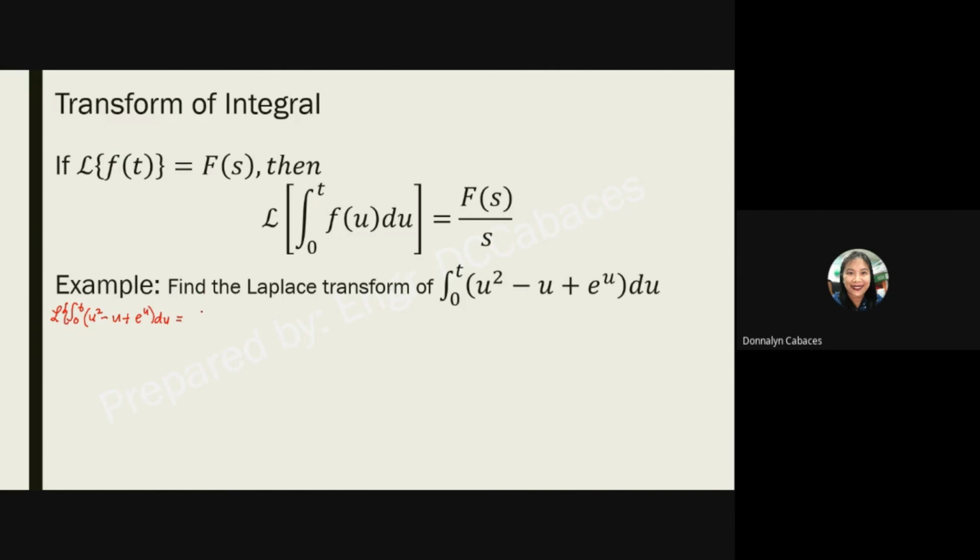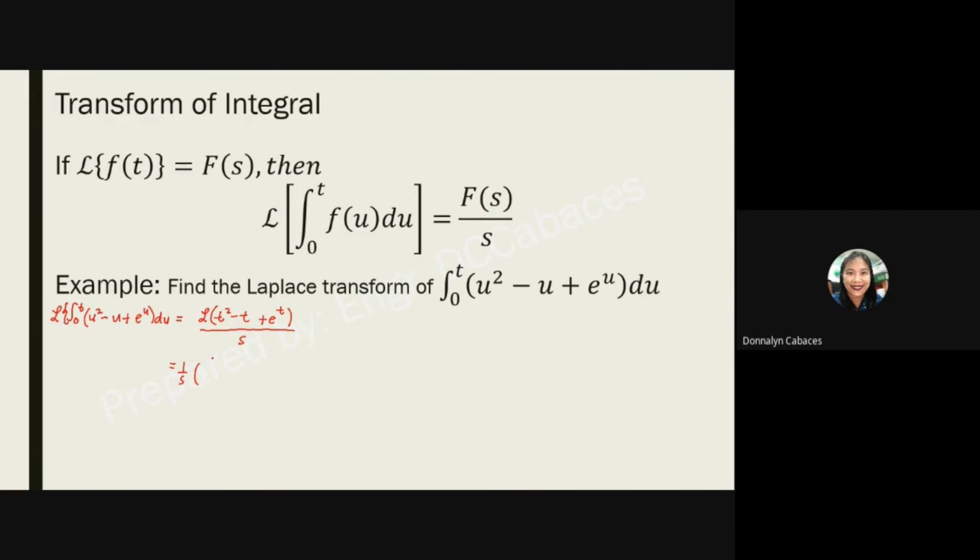So that would be equal to the Laplace of the quantity, just change u to t, so that would be t squared minus t plus e to the t. Okay? So this integral actually would be equal to this. You just change u to t, but do not integrate. Divided by, according to this, is your s. So our F of s actually is the Laplace transform of this, so you need to take the Laplace transform. So 1 over s times the Laplace transform of t squared.